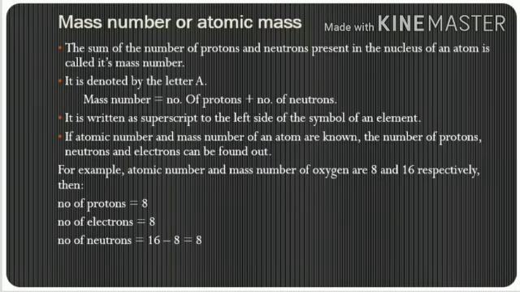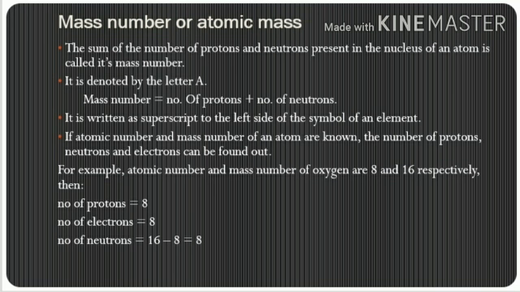Mass number or atomic mass. The sum of the number of protons and neutrons present in the nucleus of an atom is called its mass number. It is denoted by the letter A. Mass number is equal to number of protons plus number of neutrons. It is written as superscript to the left-hand side of the symbol of an element.